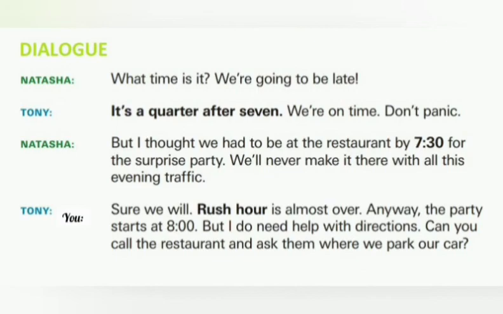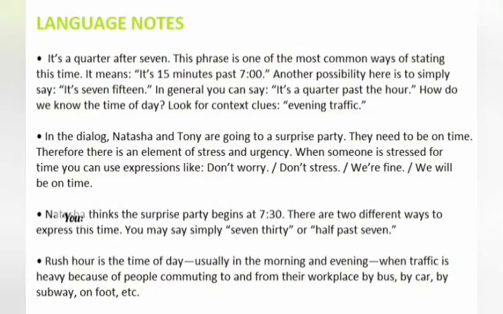Well done. This time, let me give you the language notes for this lesson. Language notes. It's 7:15. This phrase is one of the most common ways of stating this time. It means, it's 15 minutes past 7 o'clock. Another possibility here is to simply say, it's 7:15. In general you can say, it's 1/4 past the hour.